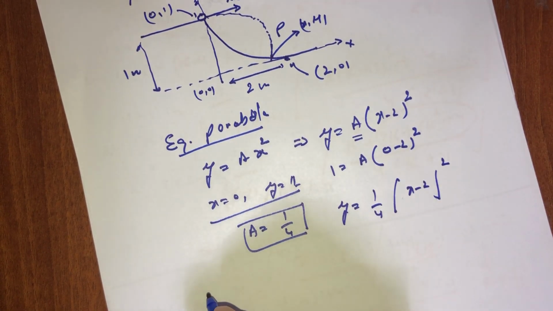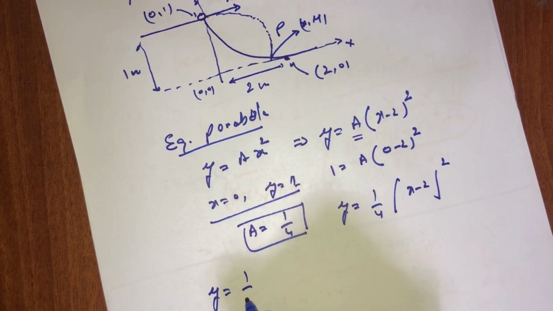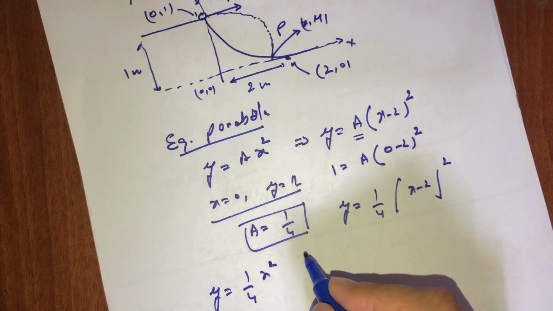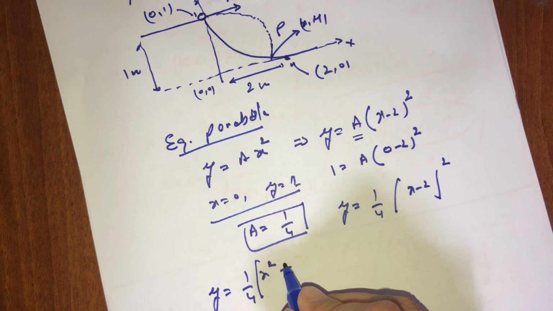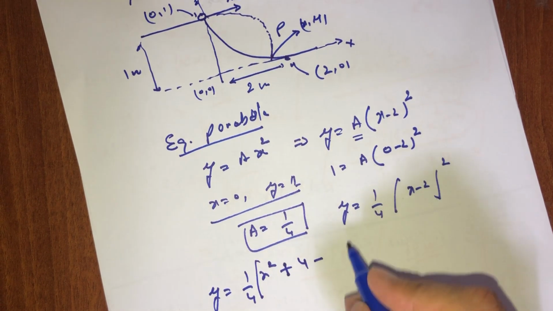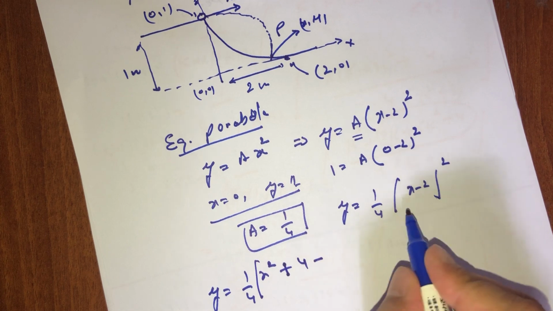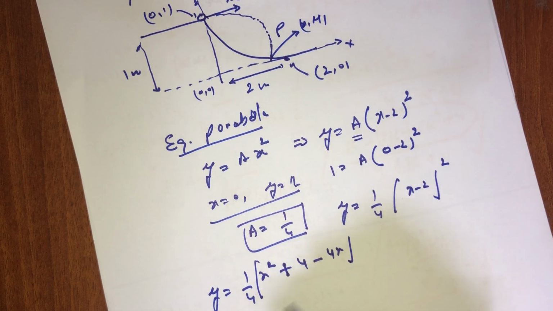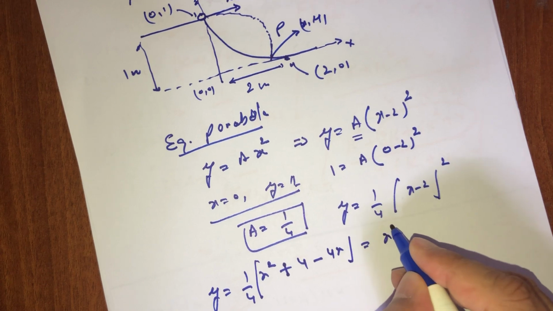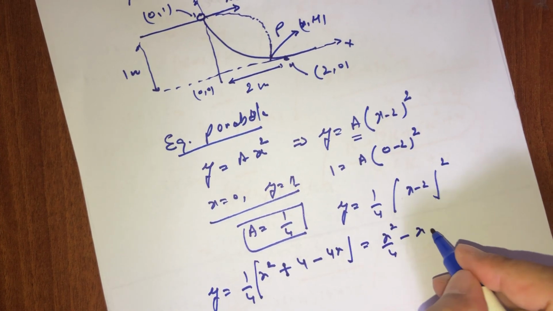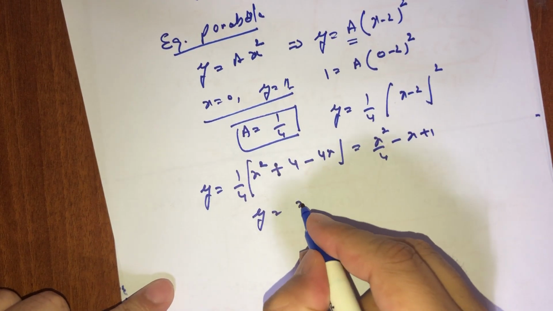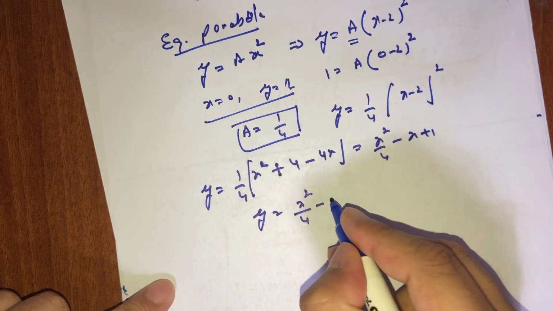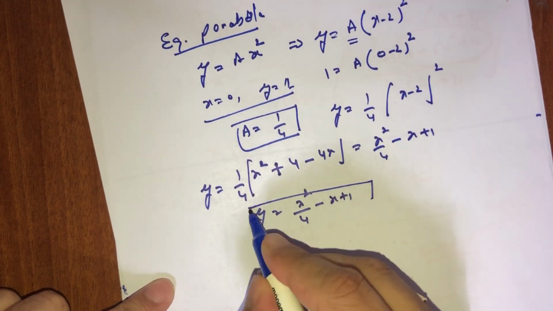We expand this equation, which is y is equal to 1 by 4 x square plus 4 minus 4x, and we can also write this as x square by 4 minus x plus 1. So y will be equal to x square by 4 minus x plus 1.